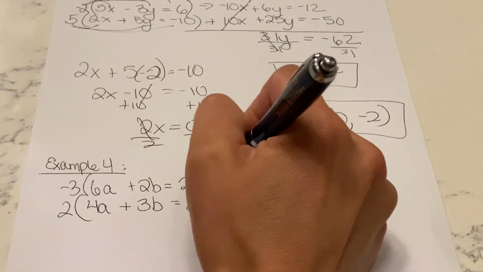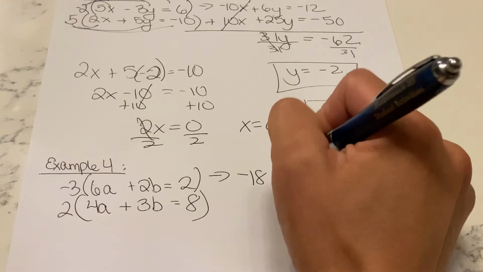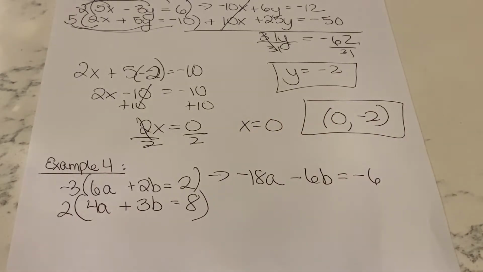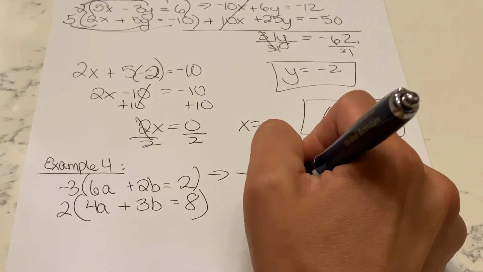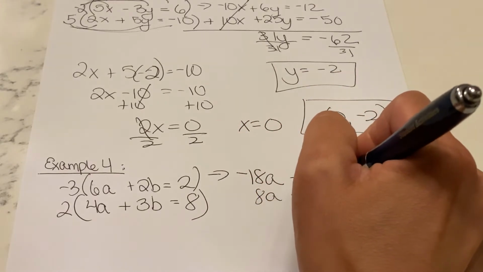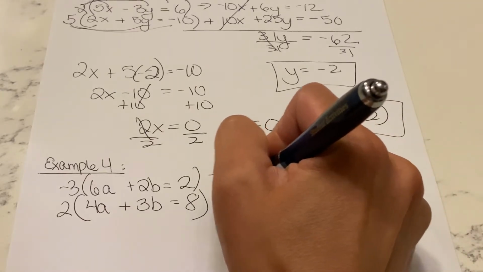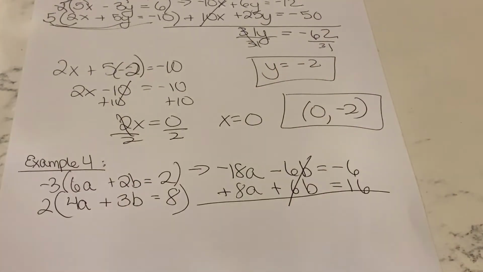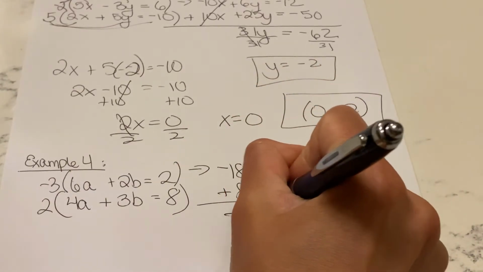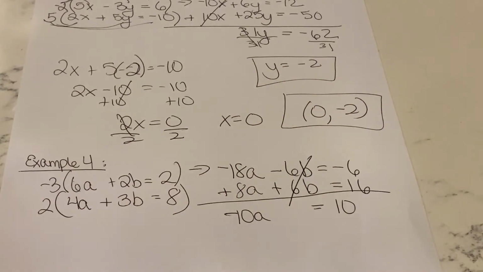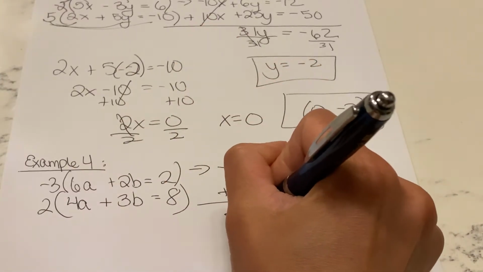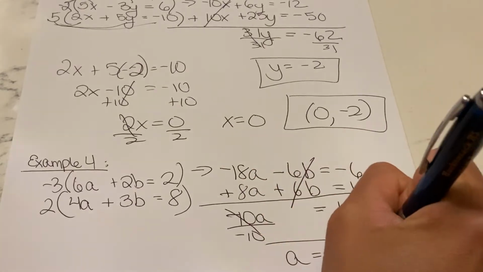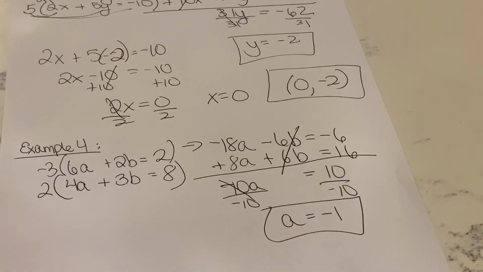So when I distribute, I'm going to write it horizontally to keep myself organized. Okay? Then I'm going to distribute here. And then I'm able to add straight down. So my b's will cancel. Okay. Divide. And a equals negative 1.